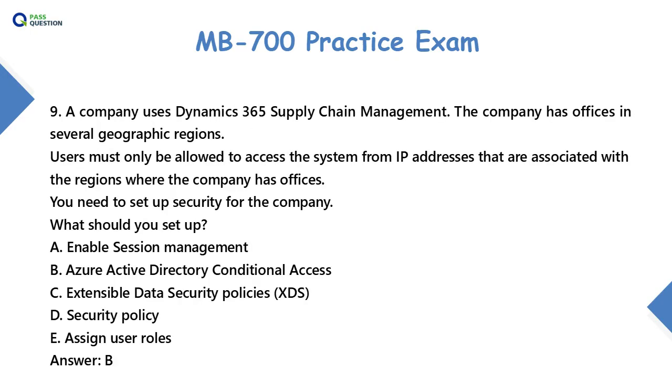9. A company uses Dynamics 365 Supply Chain Management. The company has offices in several geographic regions. Users must only be allowed to access the system from IP addresses that are associated with the regions where the company has offices. You need to set up security for the company. What should you set up? A. Enable Session Management. B. Azure Active Directory Conditional Access. C. Extensible Data Security Policies, XDS. D. Security Policy. E. Assign user roles.